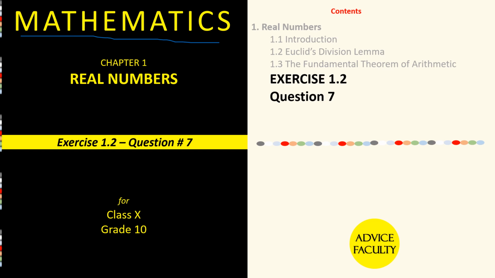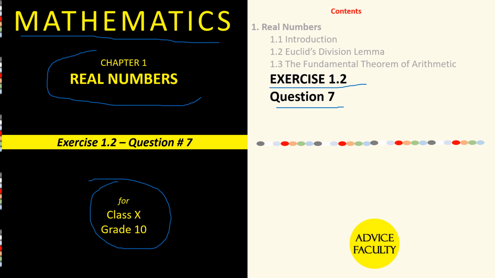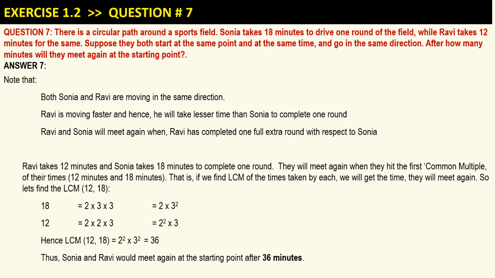Hi, this session is on Mathematics, Chapter 1, Real Numbers for Grade 10. Exercise 1.2, question number 7. The question states, there is a circular path around a sports field. Sonia takes 18 minutes to drive one round of the field, while Ravi takes 12 minutes for the same. Suppose they both start at the same point and at the same time and go in the same direction. After how many minutes will they meet again at the starting point?